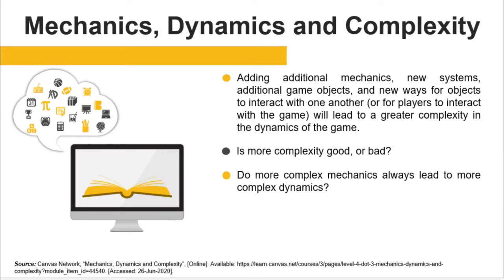Adding additional mechanics, new systems, additional game objects, and new ways for objects to interact with one another or for players to interact with the game will lead to a greater complexity in the dynamics of the game. For example, compare chess and checkers. Chess has 6 types of pieces instead of 2 in checkers, and the greater the number of actions that each piece can take, so it ends up having more strategic depth.